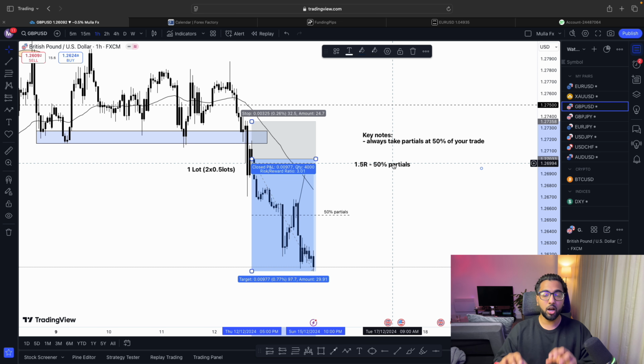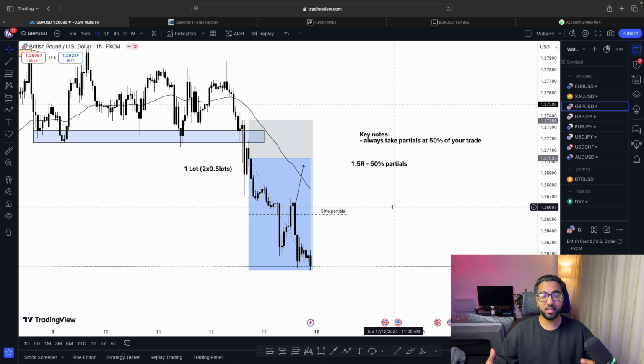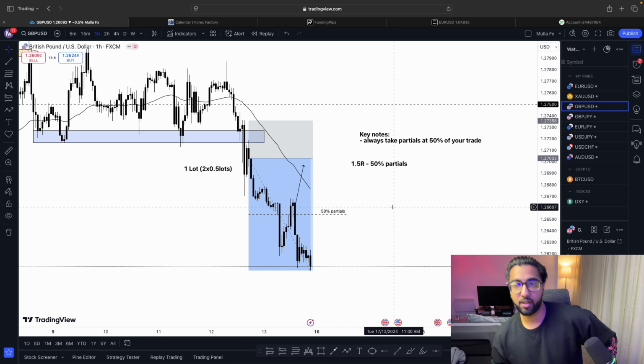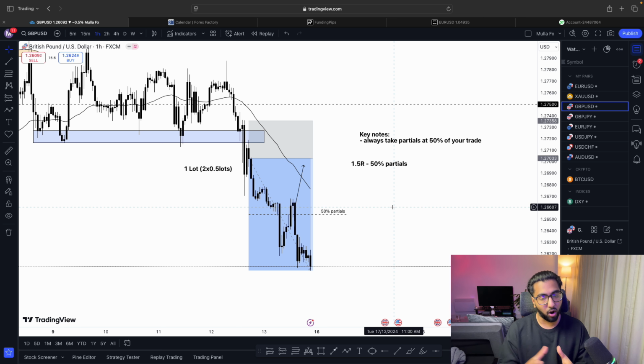So instead of leaving early with your whole trade, even though you probably had the best position, what you can do is take that 50% partials, take half of the position out and let the other trade run.